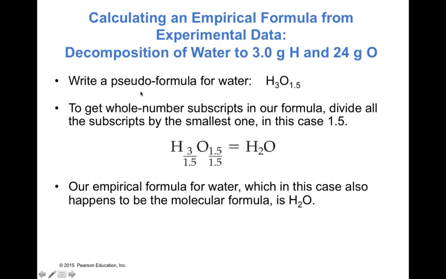So we can write a pseudo formula, as we wrote here, H3O1.5, but we need to have whole numbers. So to do that, we divide this by the smallest one, in this case 1.5. So 1.5 divided by 1.5 is 1. 3 divided by 1.5 is 2. So H2O is, in our case, the empirical formula as well as the molecular formula.